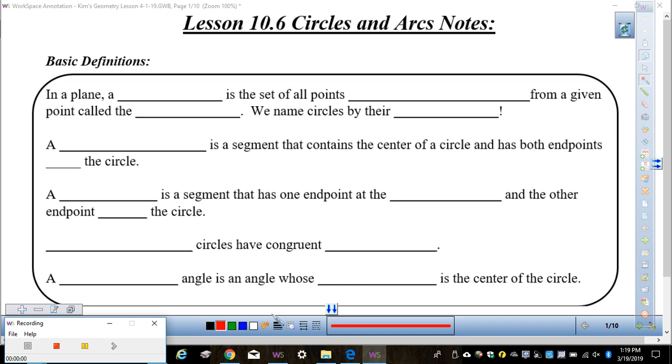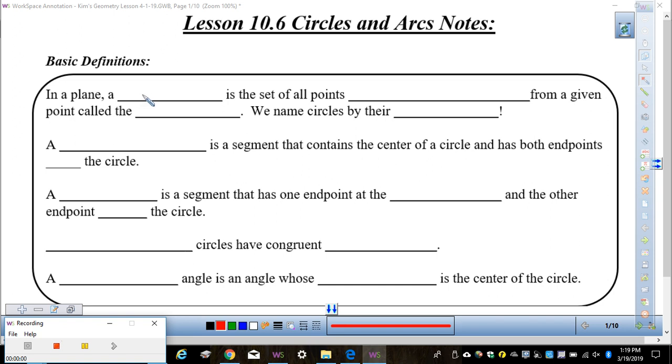All right, so everybody should have their notes packet out. I need you to turn to the third to last page. We are on lesson 10.6, circles and arcs. So we're going to start out with some basic definitions here. Go ahead and follow along and fill in the blanks as I write.